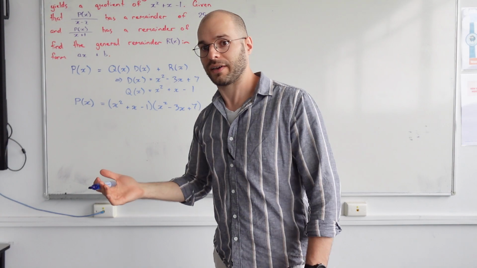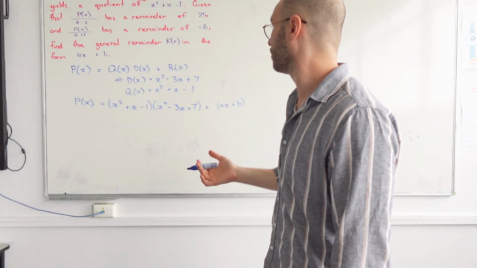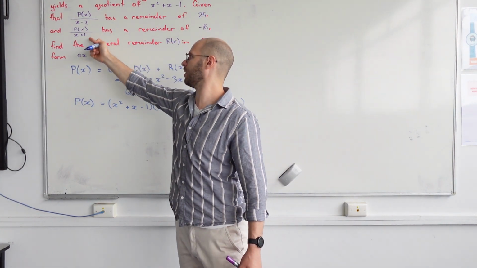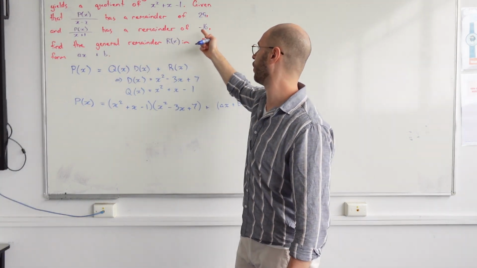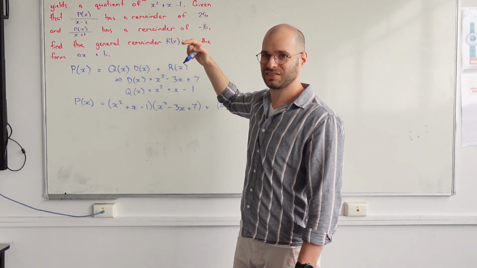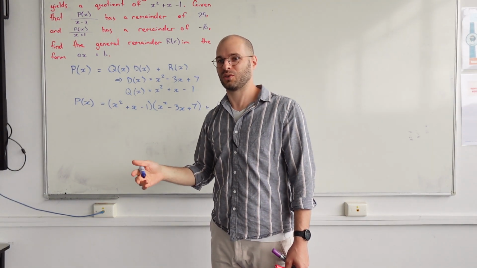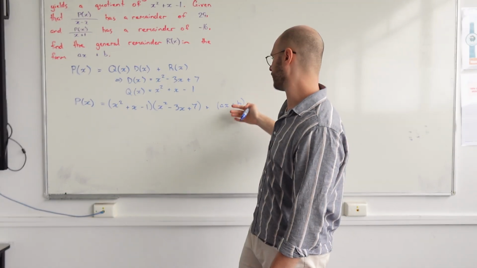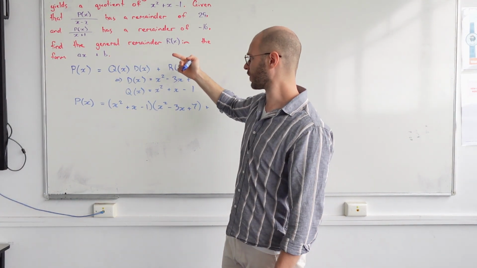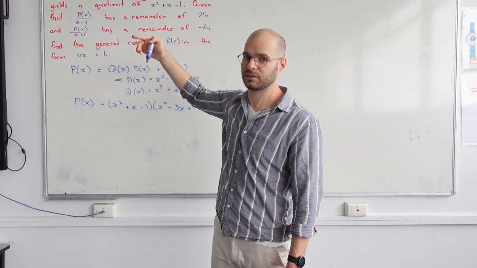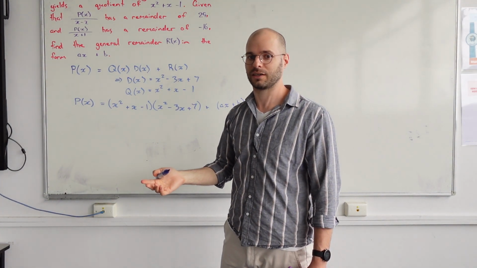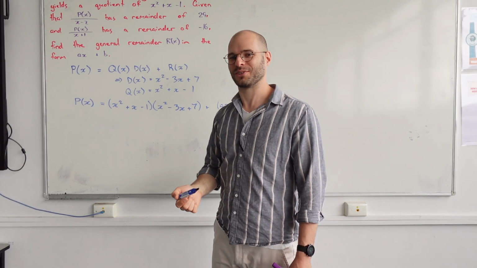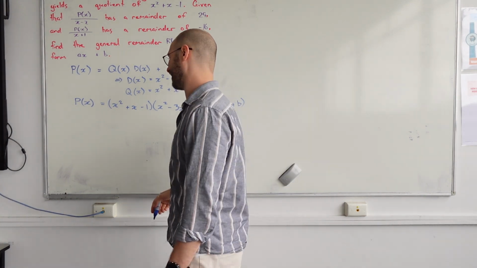So it says if we've got p of x and we divide it by x take 2, we get a remainder of 29. Similarly, if we divide p of x by x plus 1, we get a remainder of minus 16. So the next step is to build two equations using the information we have. We have a general equation which contains two unknowns. We have two pieces of information that allow us to build two equations. So what do you reckon we're going to do? Yeah, we're going to build two equations so then we can solve them simultaneously.